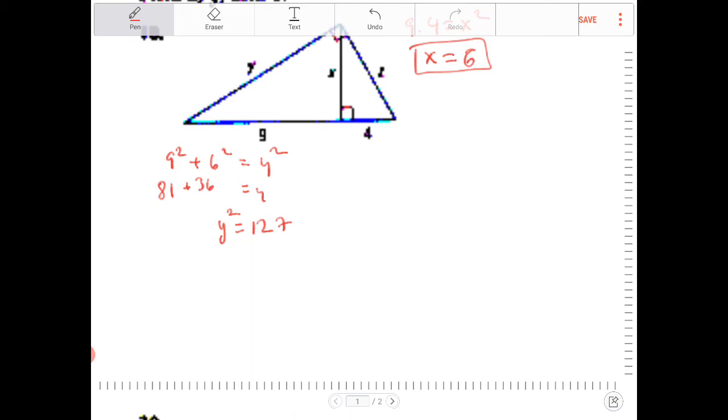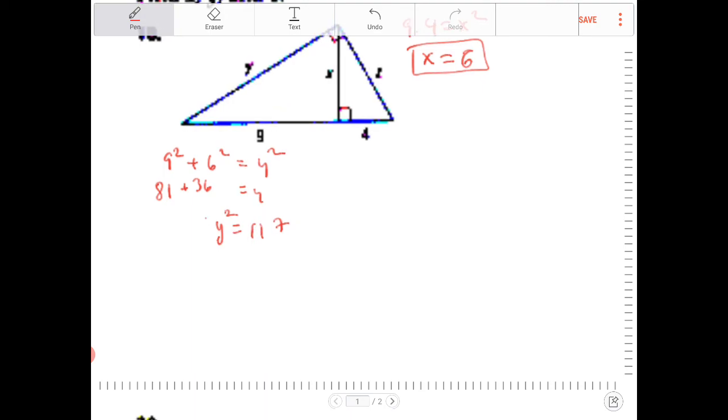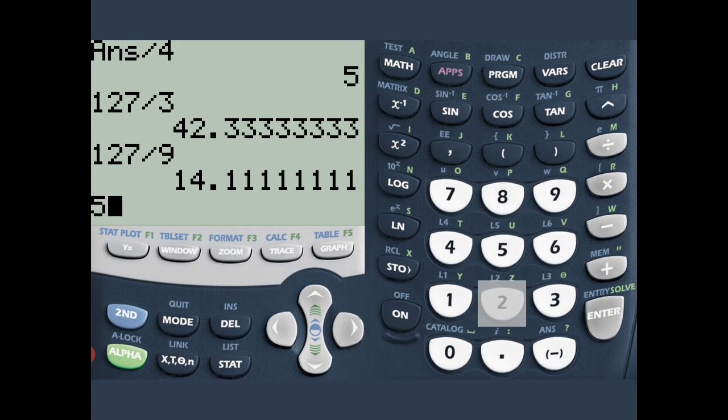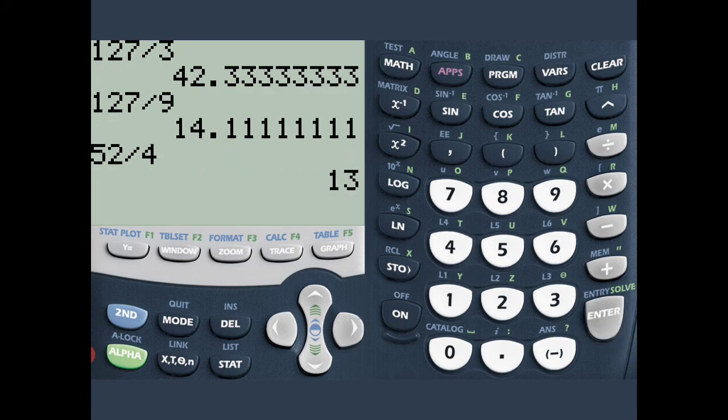I just want to make sure that this is right. It's 117. So y will equal the square root of 117. Okay, and then z is 6 squared plus 4 squared, so z squared equals 36 plus 16, and that would be 52. And the square root of 52 is divisible by 4. So it's 2 square root of 13.